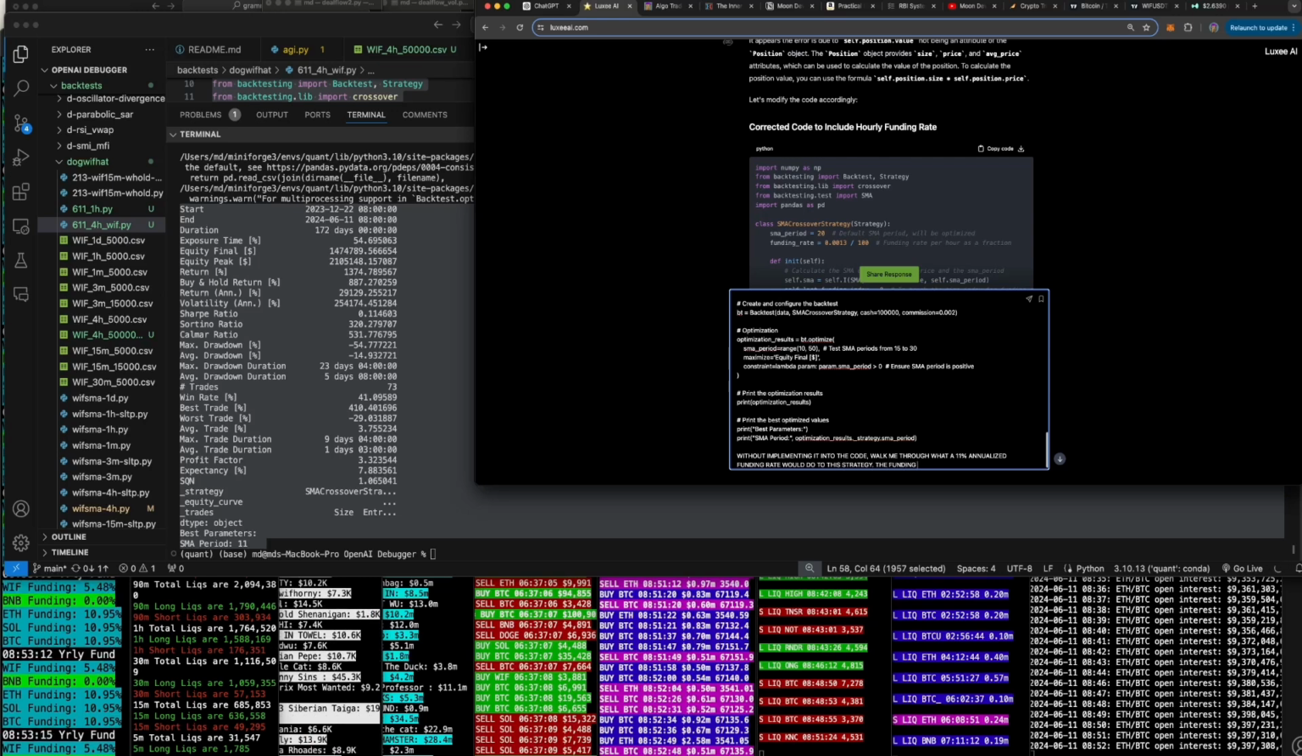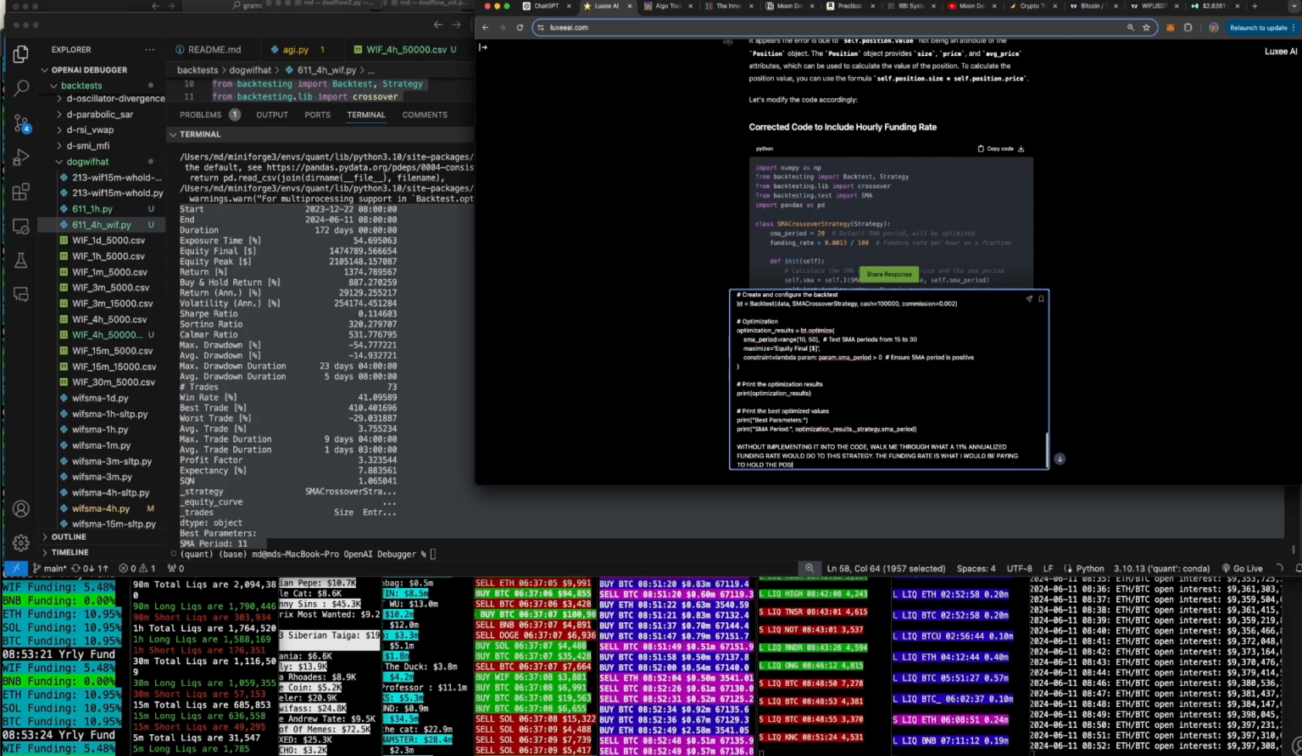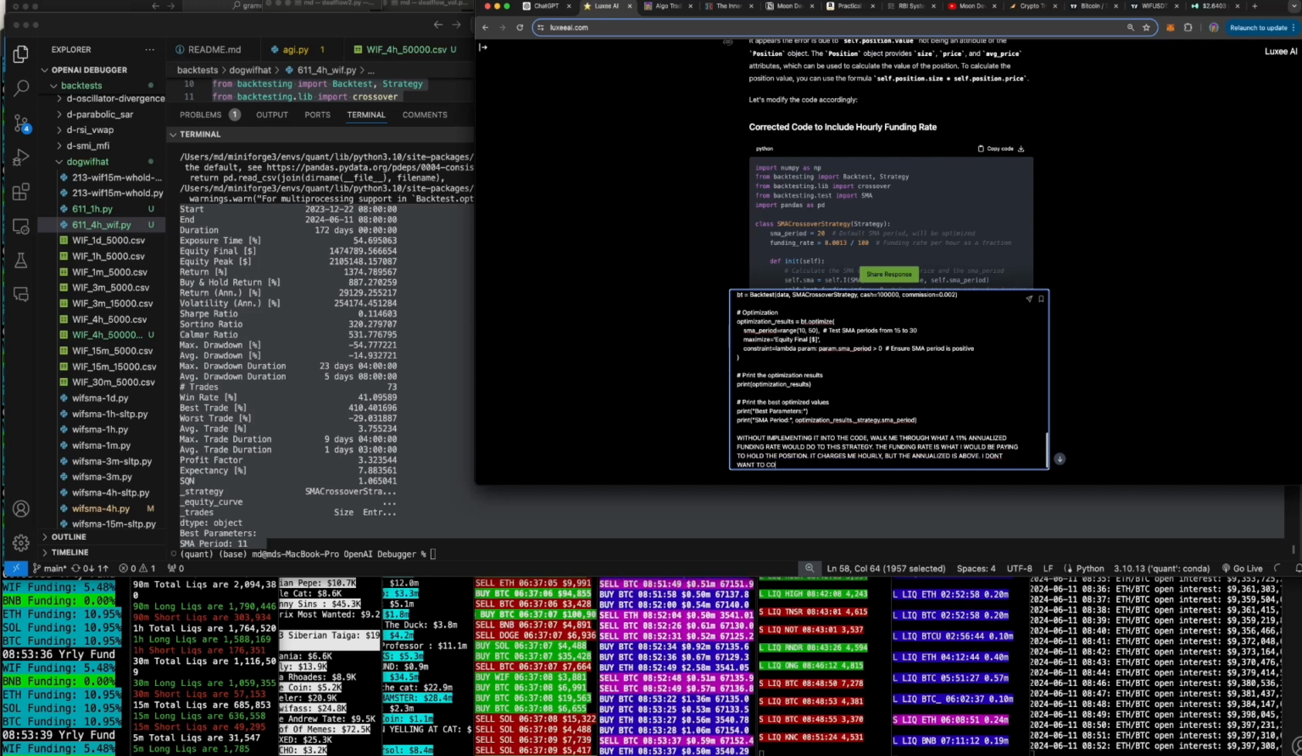The funding rate is what the long, what I would be paying to hold the position. It charges me hourly, but the annualized is above. I don't want to code this out. Just send me a Python file math model to model this out.